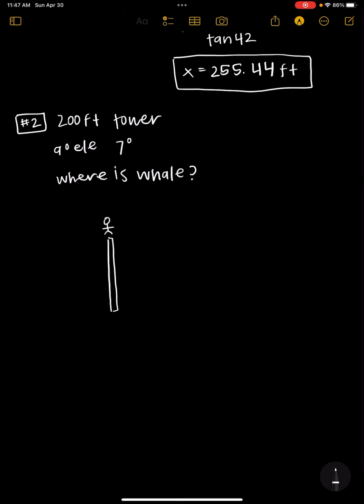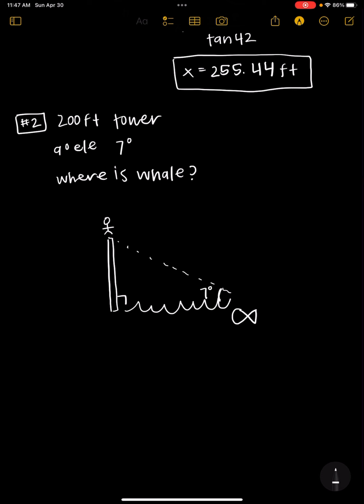There you go. And we know that it's the beach and there's the whale. Not an artist, guys, at all. There's your whale. So if you can see, we've already got our triangle. If I just draw a line down to the whale, we know the angle of elevation is 7 degrees. So this part is 7 degrees, and we know this is our right angle.